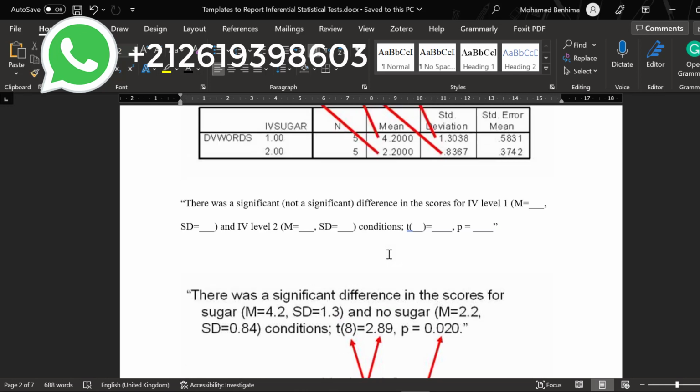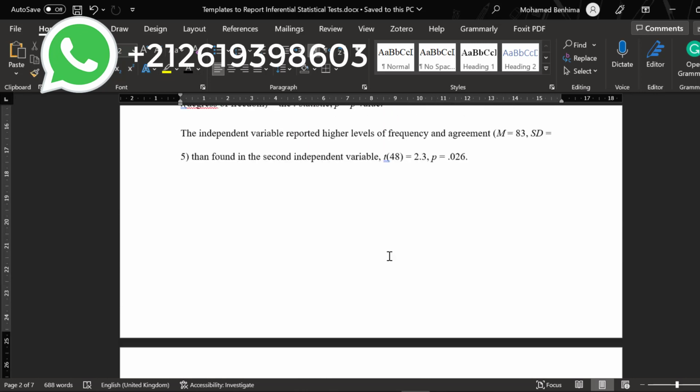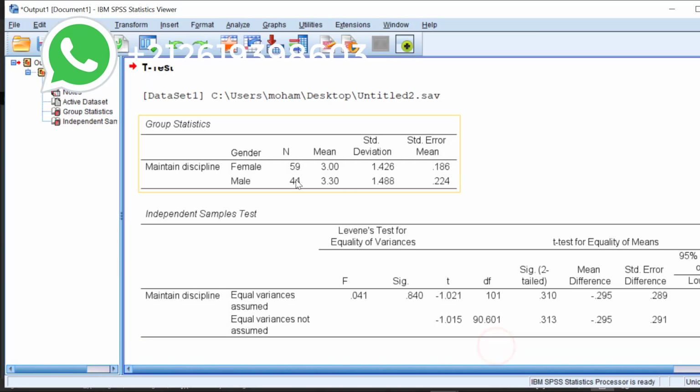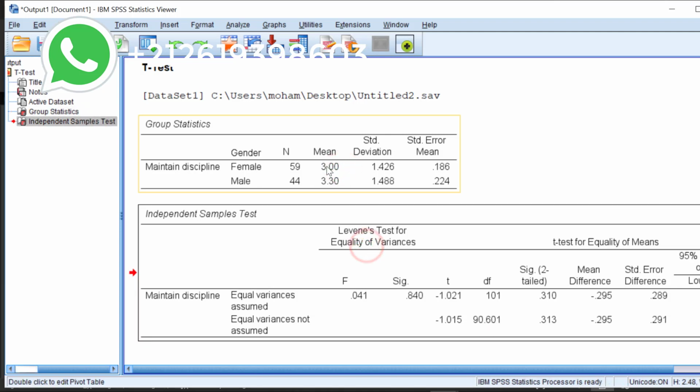So this is the template that involves the interpretation of how to conduct and interpret the independent samples t-test, as well as the way you can report that in an equation.